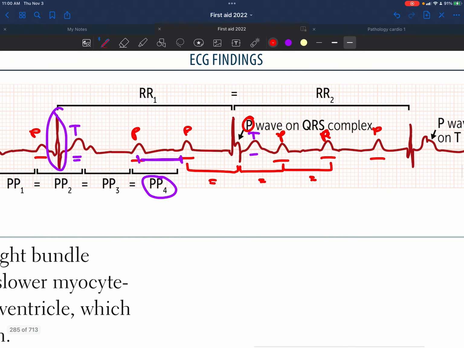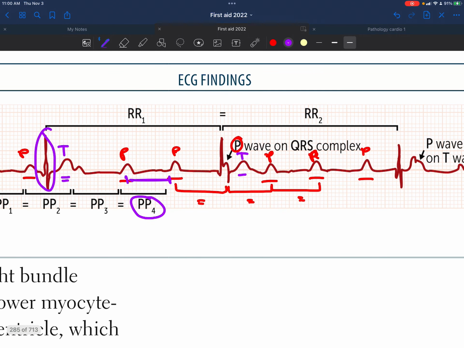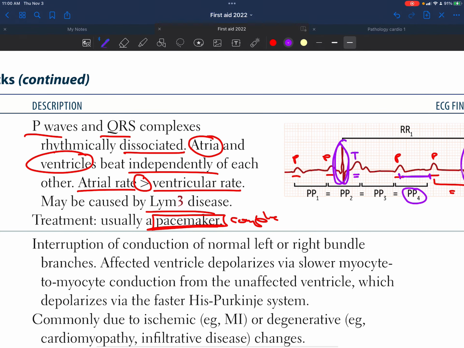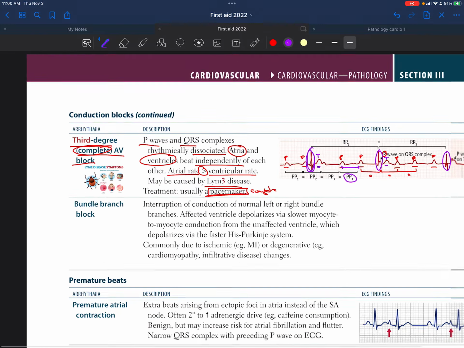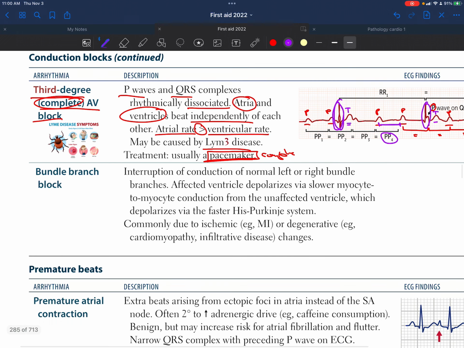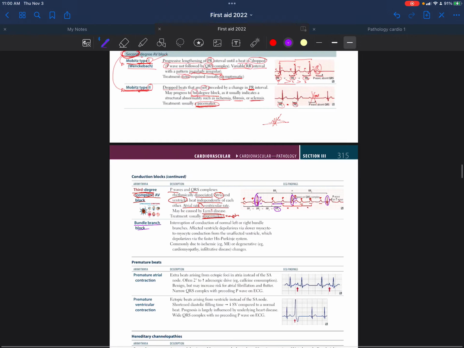And of course, as we said, the QRS complexes are less than the P waves because the ventricular contraction is less in rate than the atrial contraction. So that is the complete atrioventricular block. And then we have the bundle branch block.